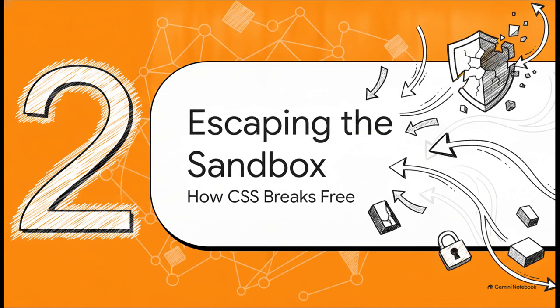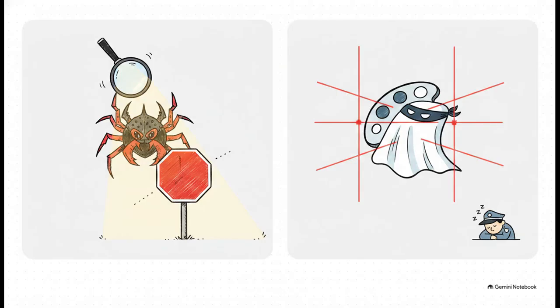Section 2. Escaping the sanitizer sandbox. So how exactly does a simple font color or a background image turn into a full-blown cyber attack? Well, think about traditional JavaScript attacks. They need script tags, which means standard antivirus filters catch them easily. Super high detection rate. But these script-free CSS exploits, they rely purely on permitted HTML elements and style attributes.